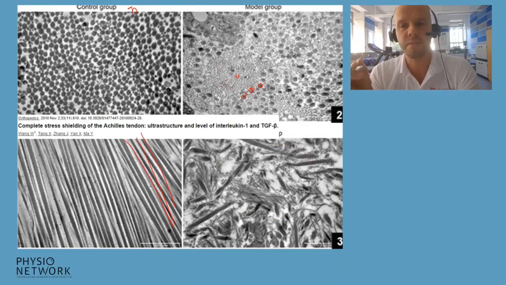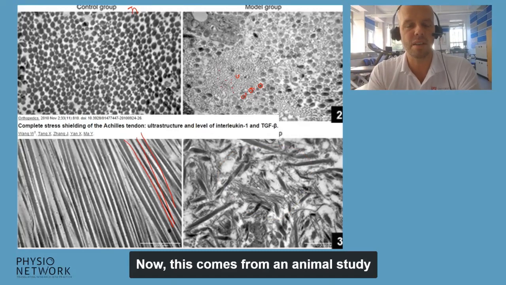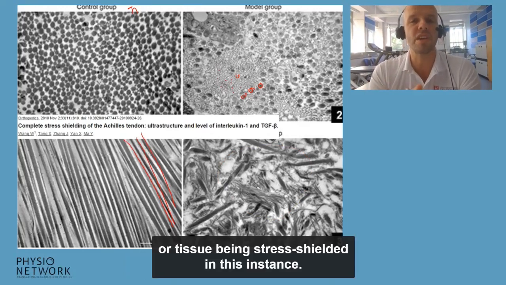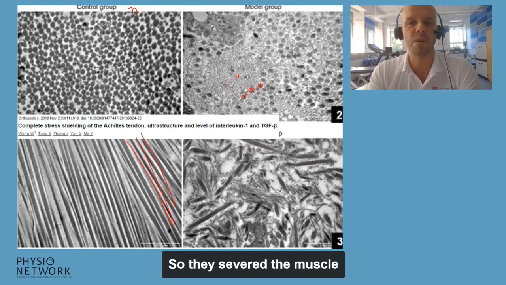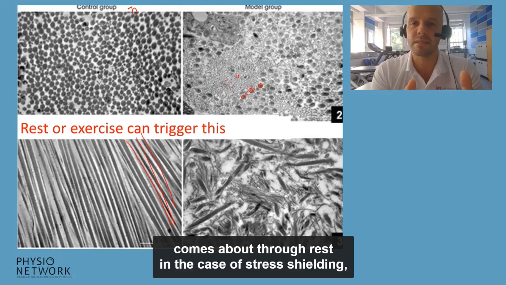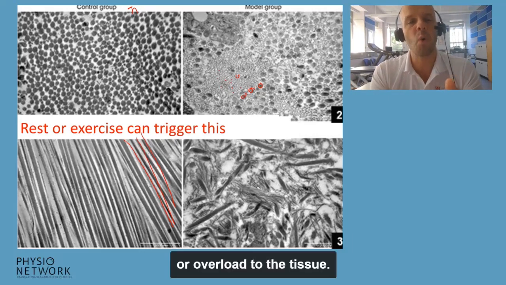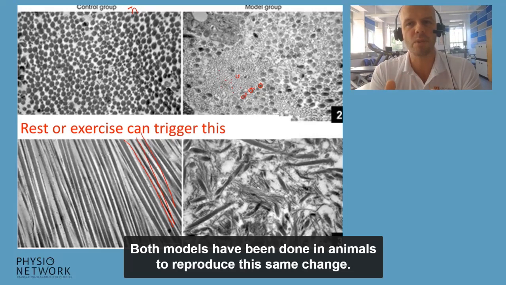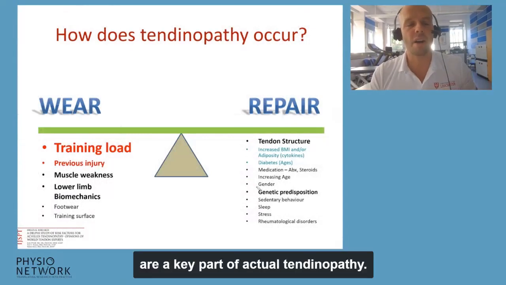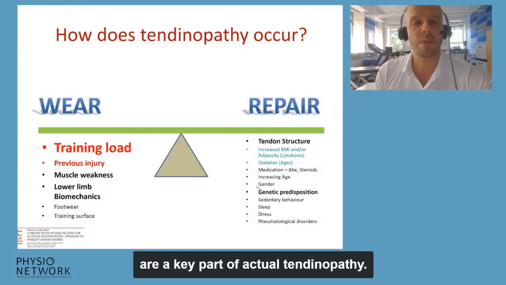The tissue is degraded. Now, this comes from an animal study that looked at exercise being applied to tissue, or tissue being stress shielded in this instance. So they severed the muscle and then observed what happens to the tendon. So essentially what we know is this change in the tissue comes about through rest, in the case of stress shielding, or overload to the tissue. Both models have been done in animals to reproduce this same change. Now, that's showing us that wear or repair are a key part of actual tendinopathy.